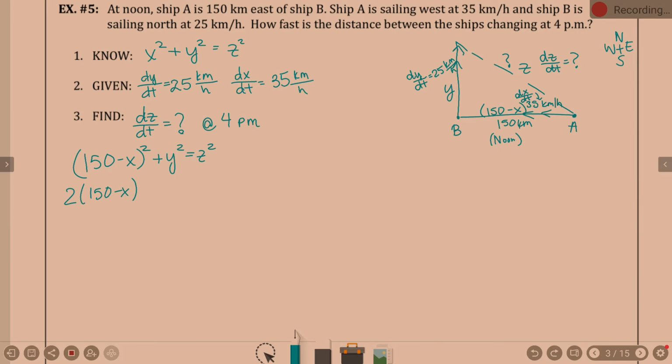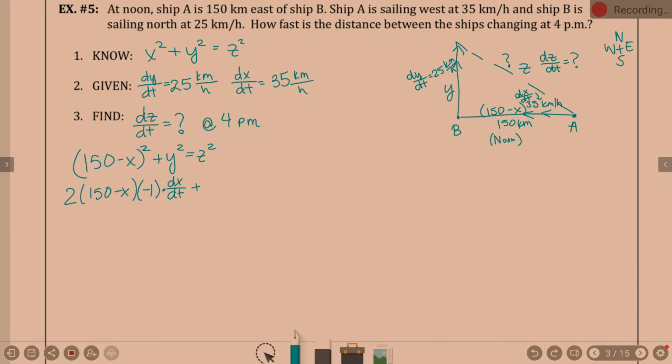Times the derivative of the inside. What's the derivative of the inside? Negative 1. Could I just tack that onto the front and make it negative 2, or is that going to be too confusing? Maybe I shouldn't do that. I guess I have negative 1 in my notes, so times negative 1. This is all in relation to x, so then times the derivative of x with respect to t.